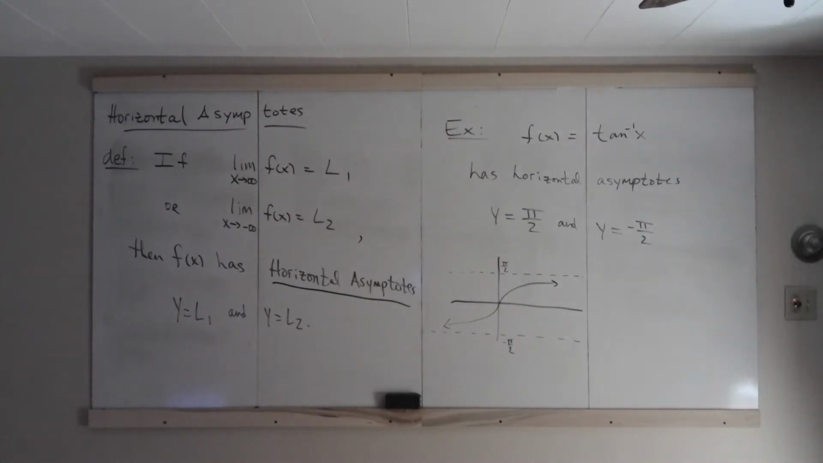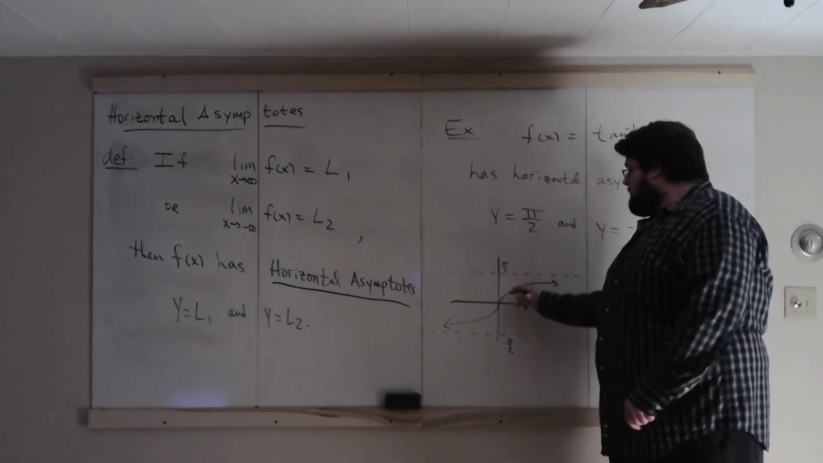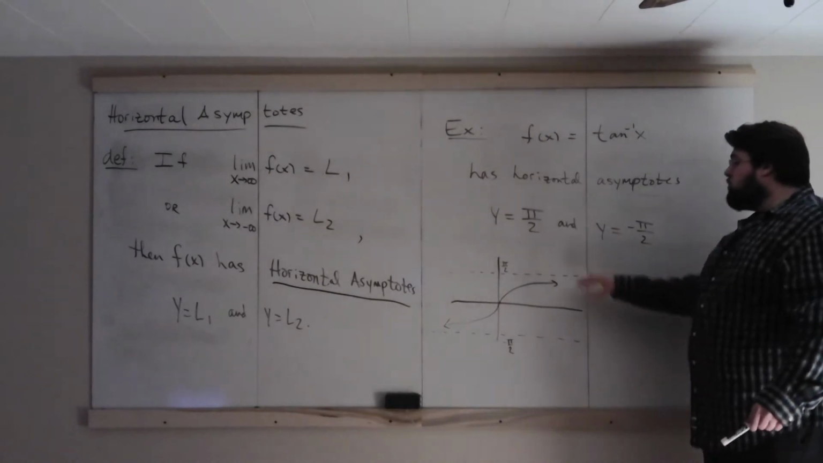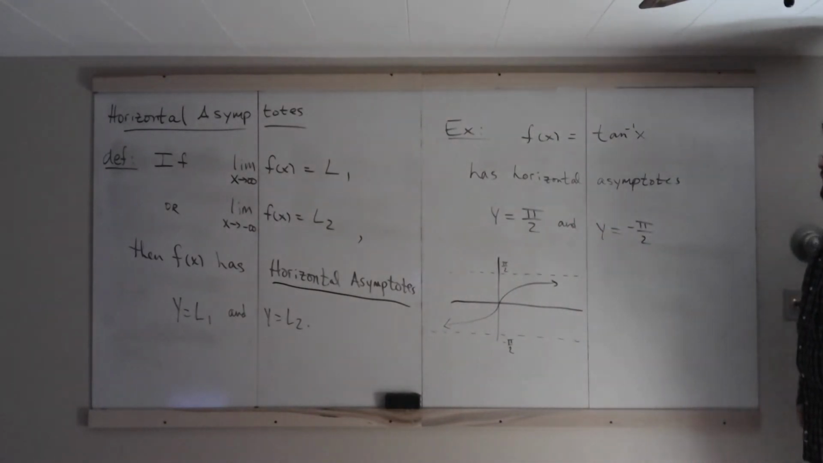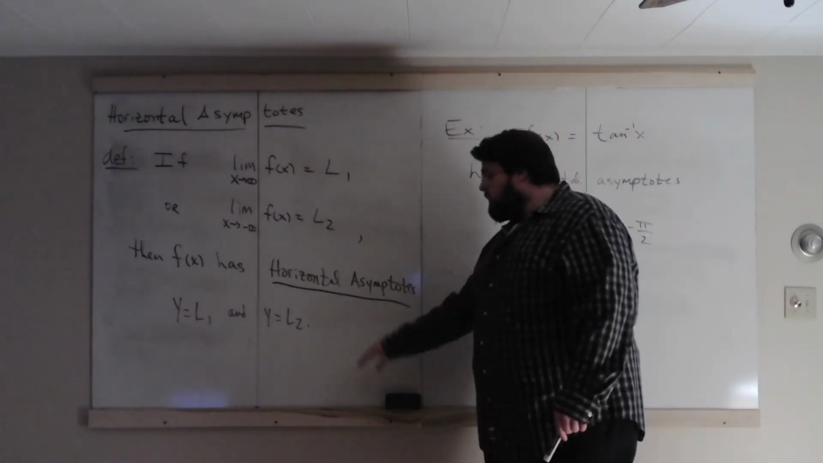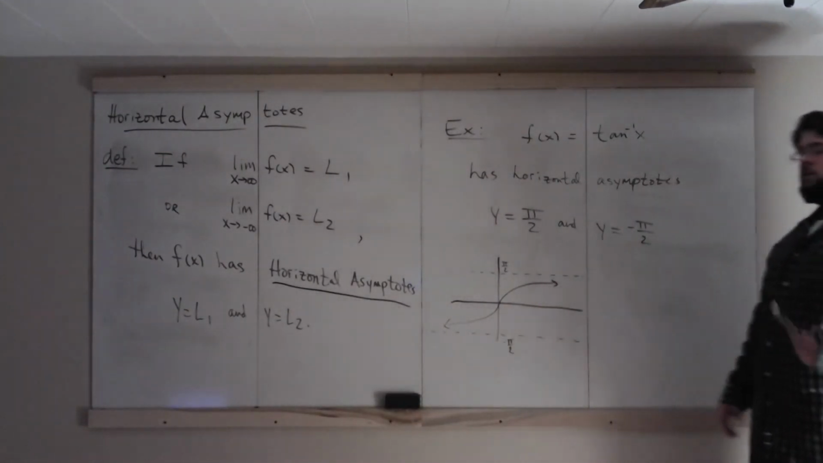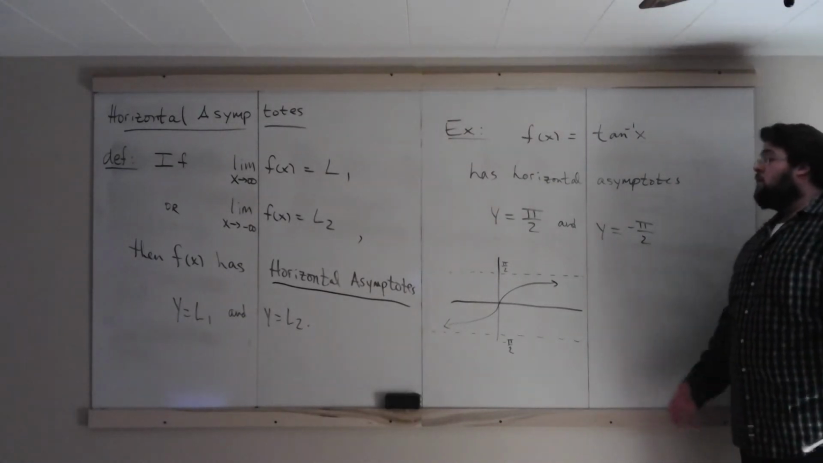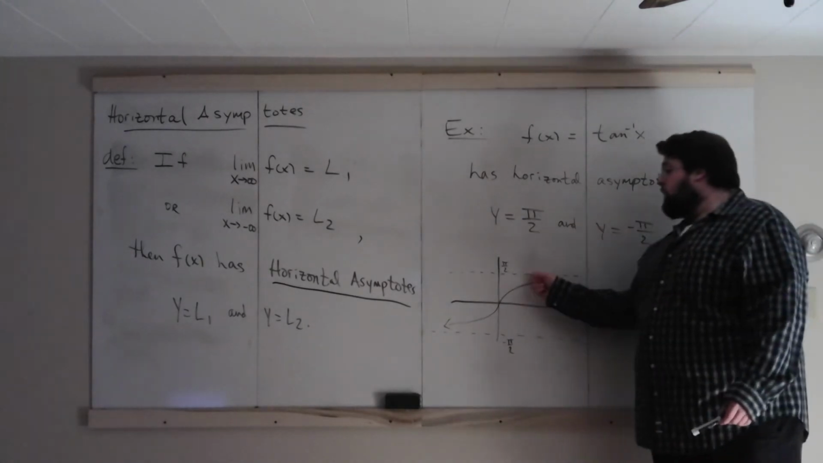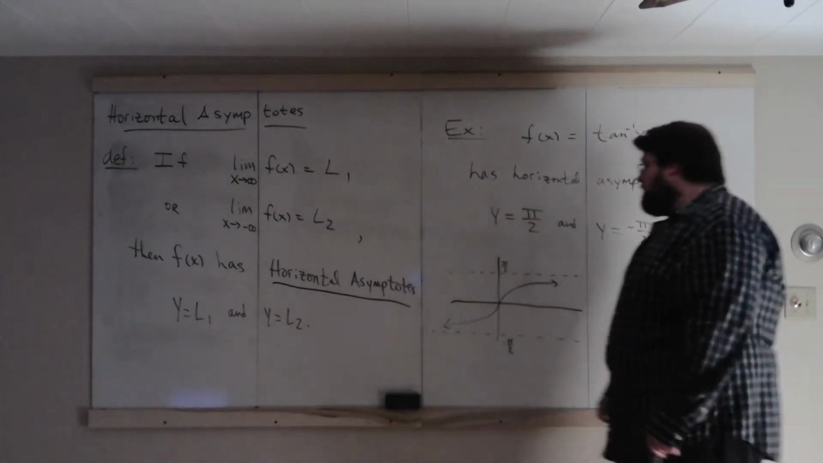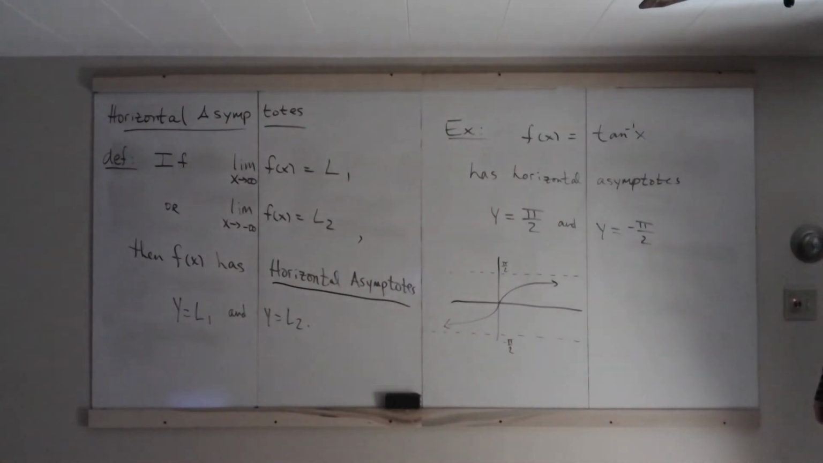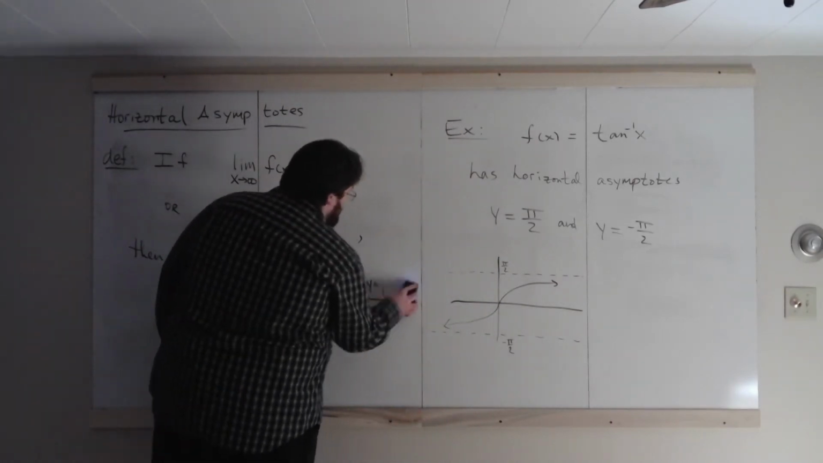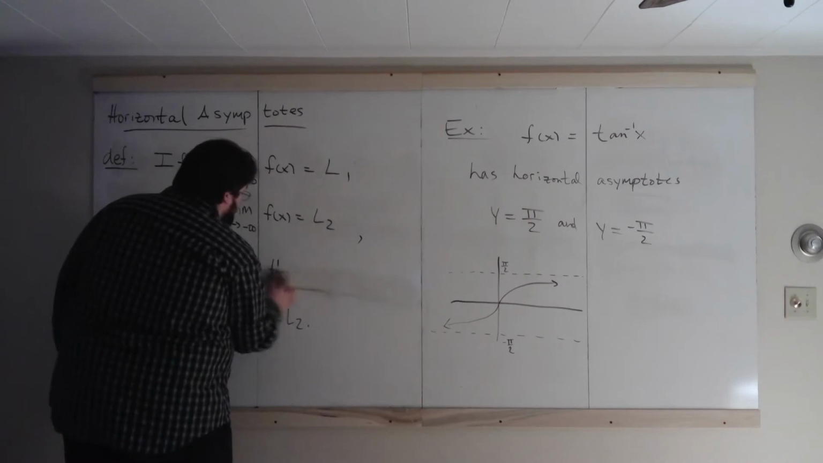It has 2 horizontal asymptotes. So right here we have inverse tangent of x. As x goes to positive infinity, this function goes up toward the line y equals pi over 2. As x goes to negative infinity, this function approaches the line y equals negative pi over 2. So from the graph, we found the 2 limits. As x goes to positive infinity, it is pi over 2. We found the limit as x goes to negative infinity is negative pi over 2. So the inverse tangent of x has 2 horizontal asymptotes, y equals pi over 2 and y equals negative pi over 2.